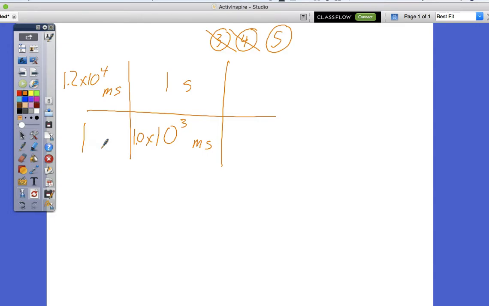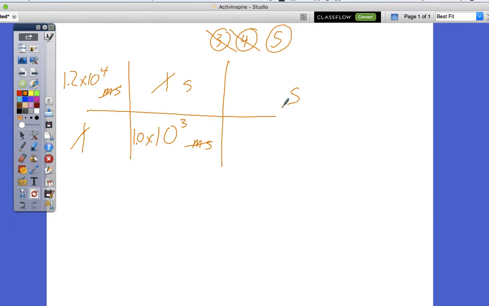So what can we slash? The 1 and the 1. Sure, we can take the 1 and the 1. And then what can we do here? Seconds. Milliseconds and milliseconds. So what's left over? Seconds. Now here's the deal. Can we divide with exponents? We don't really divide. What do we do instead?